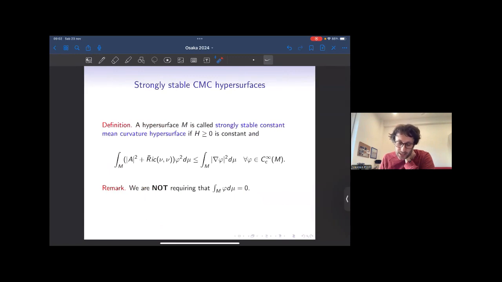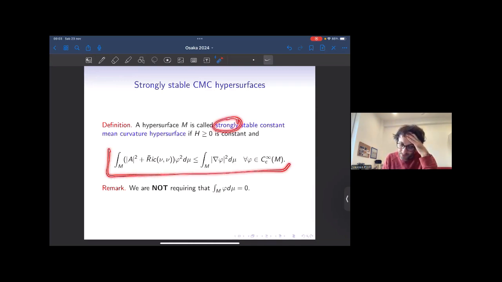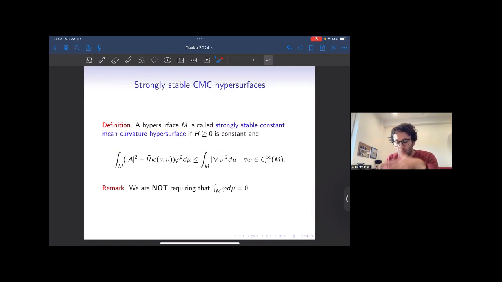And in just 1 minute, I would like to conclude by talking about stable CMC hypersurfaces. CMC stands for constant mean curvature hypersurface. Also for this kind of hypersurface, there's a notion of stability. Indeed, there are two, sometimes called strong and weak. Here we are considering the strongest one. The difference with the usual stability, sometimes called weak stability for CMC, is that here we are not requiring that the test function has integral 0 over M. Okay, so the nature of the condition is the same as for a stable minimal hypersurface.